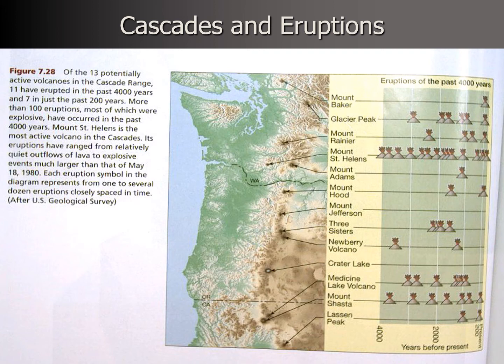Crater Lake is on here, also known as Mount Mazama. Don't forget, Crater Lake is actually a caldera. Notice it hasn't had an eruption in the past 4,000 years. That's because Mount Mazama erupted, I think it was 7,000 years ago, when it formed that caldera that today is called Crater Lake.